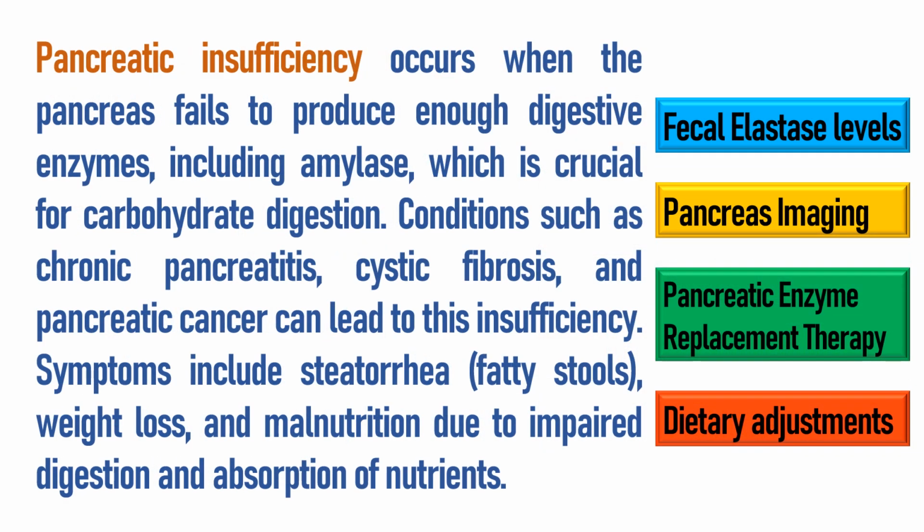Pancreatic insufficiency occurs when the pancreas fails to produce enough digestive enzymes, including amylase, which is crucial for carbohydrate digestion. Conditions such as chronic pancreatitis, cystic fibrosis, and pancreatic cancer can lead to this insufficiency. Symptoms include steatorrhea, weight loss, and malnutrition due to impaired digestion and absorption of nutrients. Diagnosis is confirmed through tests measuring fecal elastase levels and imaging studies of the pancreas.